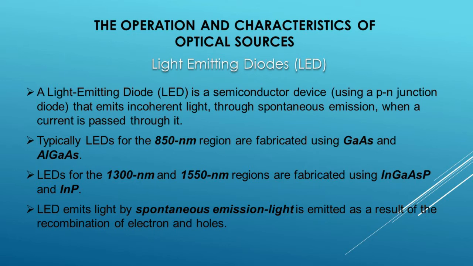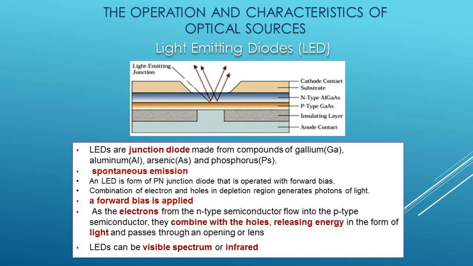An LED emits light by spontaneous emission. Light is emitted as a result of the recombination of electrons and holes. LEDs are junction diodes made from compounds of gallium, aluminum, arsenic (As), and phosphorus (P). An LED is a form of PN junction diode that is operated with forward bias. Recombination of electrons and holes in the depletion region generates photons of light.